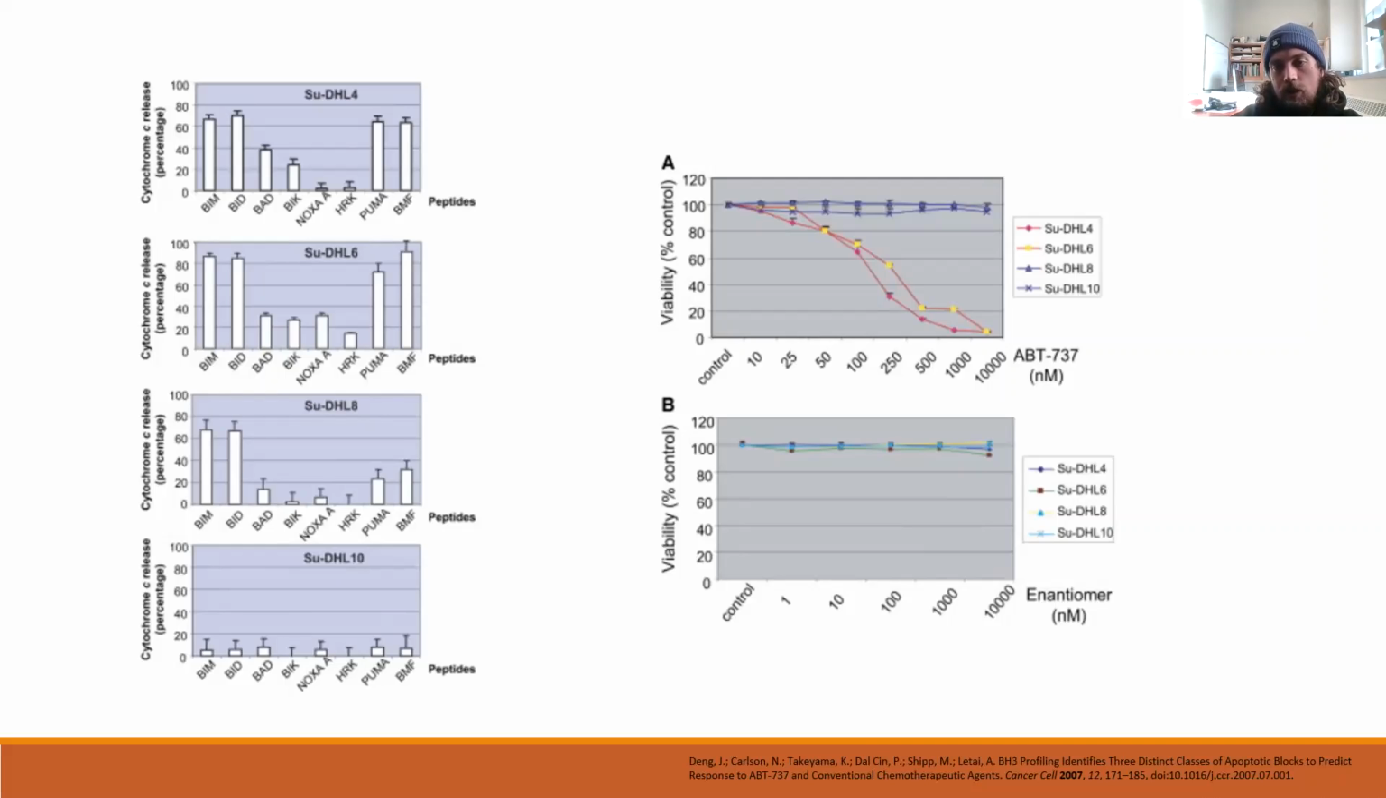And you do see this correlation on the right. B is a negative control enantiomer, and A shows that, as we would predict by the BH3 profile, 4 and 6 have reduced viability when exposed to increasing concentrations of this inhibitor compared to 8 and 10, which do not show any reduced viability and no response to the drug.